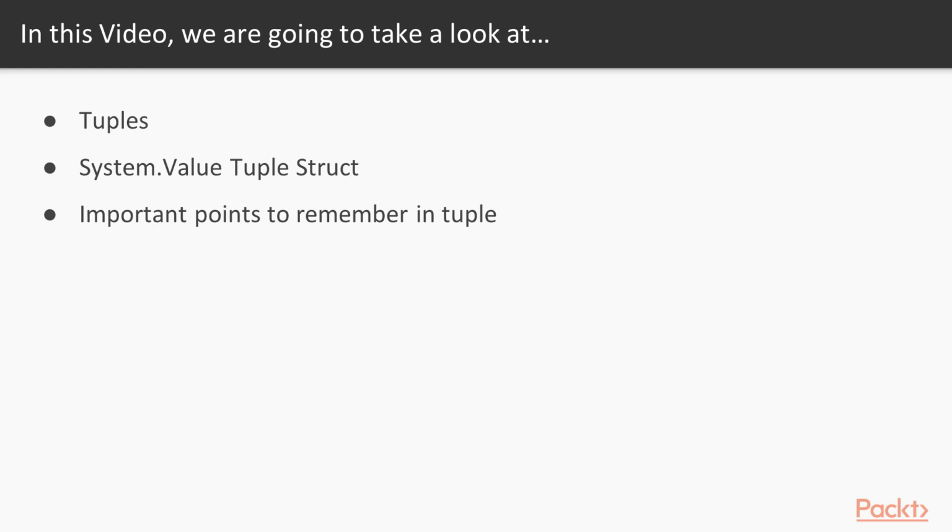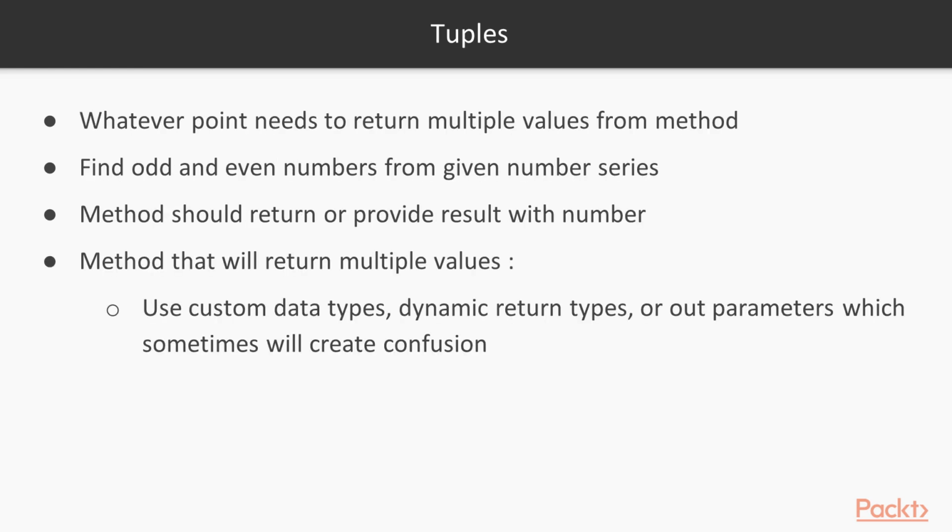In this video we're going to take a look at tuples, the System.ValueTuple struct, and important points to remember in tuples. Tuples are there whenever a particular case needs to return multiple values from a method. For instance, let's say we have to find odd and even numbers from a given number series. Our method should return or provide us the result with a number and saying whether this is an odd or even number. For a method that will return these multiple values, we could use custom data types, dynamic return types, or out parameters, which sometimes will create confusion for a developer.